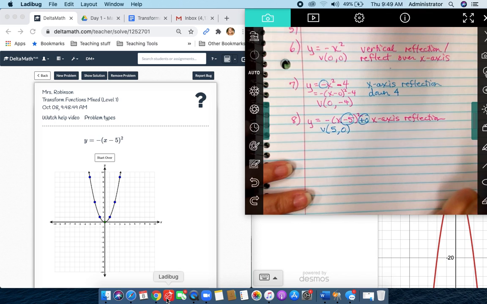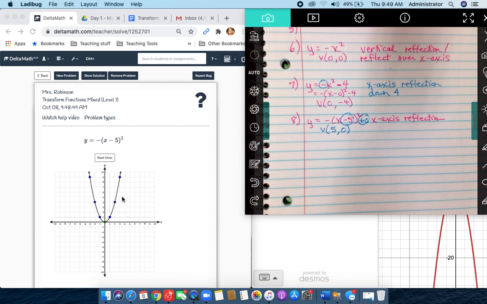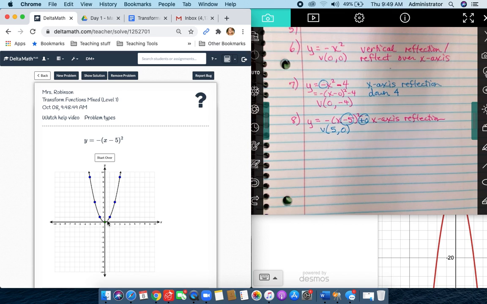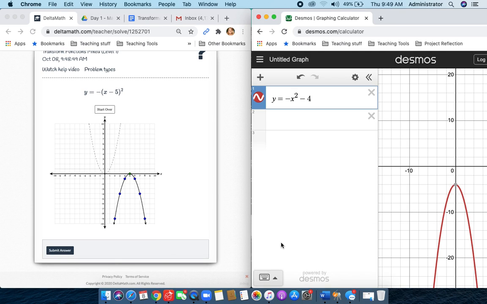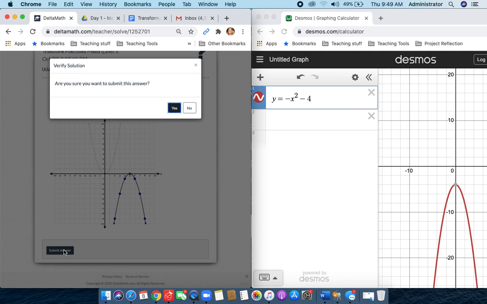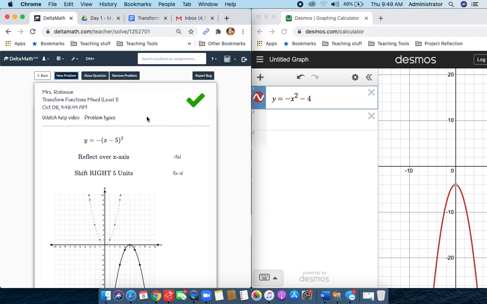+5, 0. So I want you to think, okay, so that -5 means I'm going to go right 5. So I'm going to take my vertex and drag my graph to the right 5. And because of my negative, I'm going to take this out 1, up 1, and change it to out 1, down 1. All right, again, feel free to type it in there if you need to. I'm going to submit my answer. And I'm good. So that is number 8.